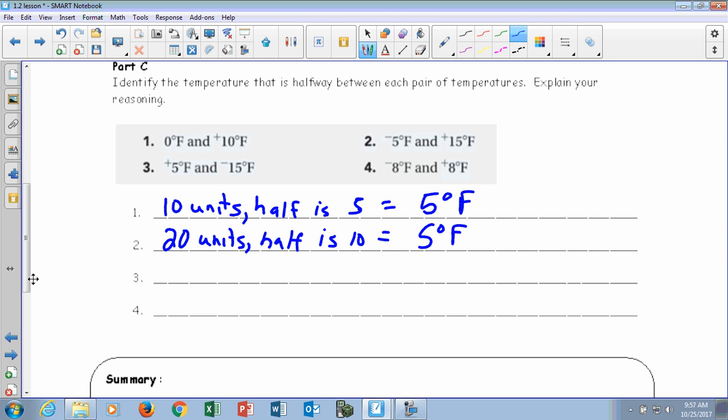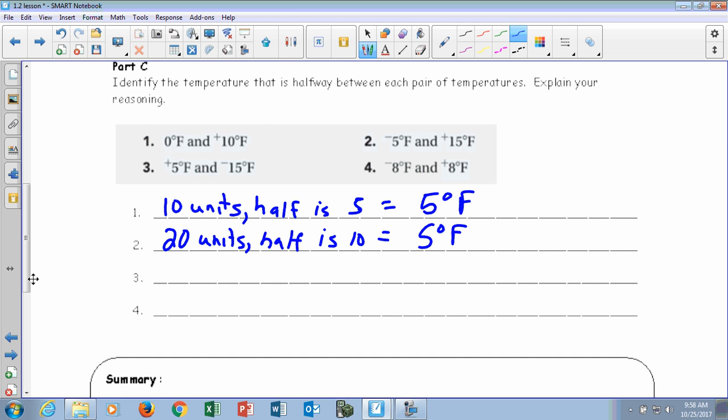Because from negative 5 to 0 is 5 units, right? From 0 to 5 is another 5 units. 5 and 5 is 10. That's the halfway point. See that? So 5 degrees Fahrenheit is halfway between 15 and negative 5. If you need to, draw it on the number line.